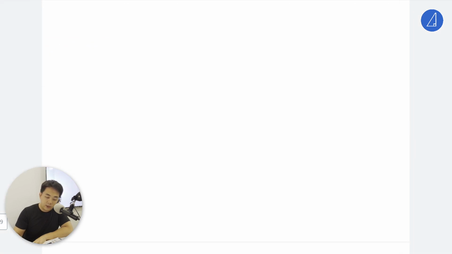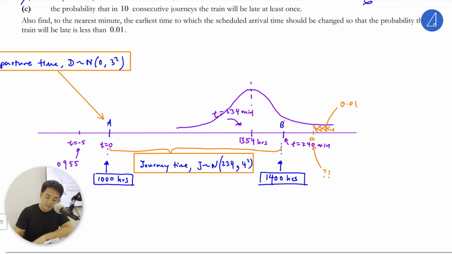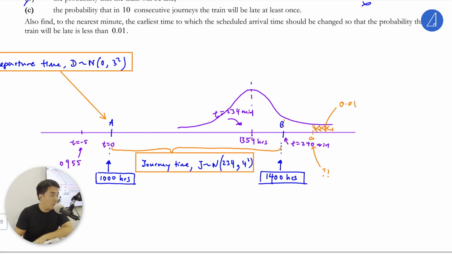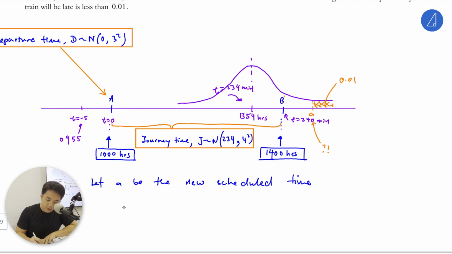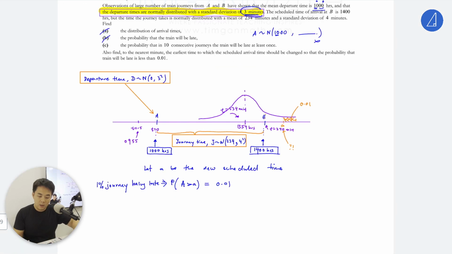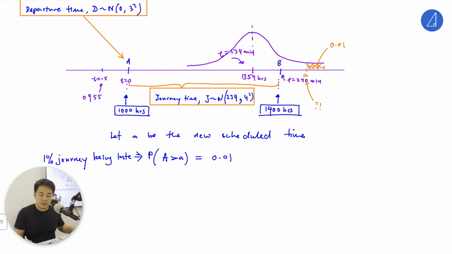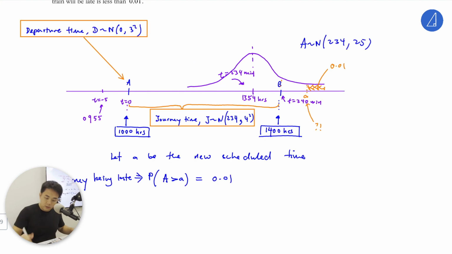Understand? So now we want to find this corresponding time with this A here. Just now we put 240. Now we want to put the A. We want 1%. So take note, it's the right tail, not the left tail. You want the right tail here. Okay, so now let A be the new scheduled time. Now P of arrival time more than A is 0.01. So let's just understand this. If it's exactly 1% being late, you can just use inverse norm to find out what this A is.